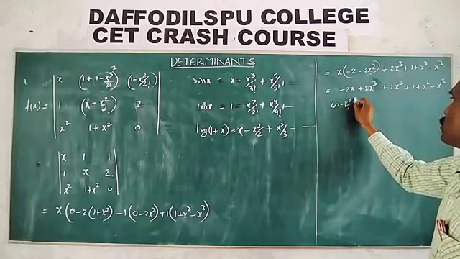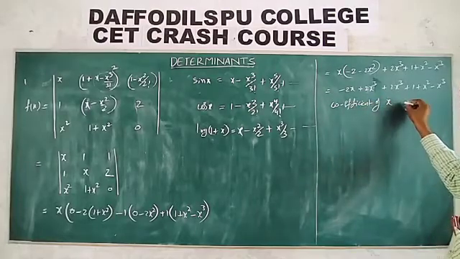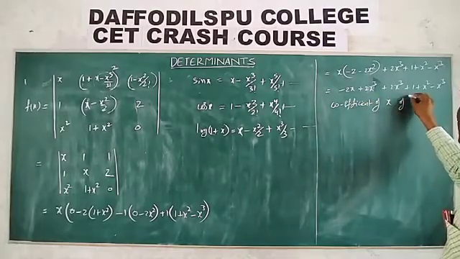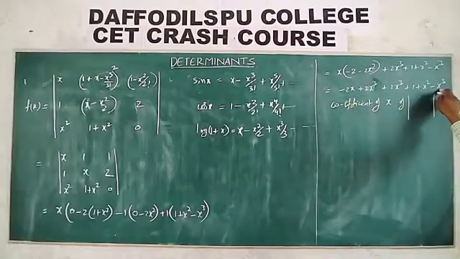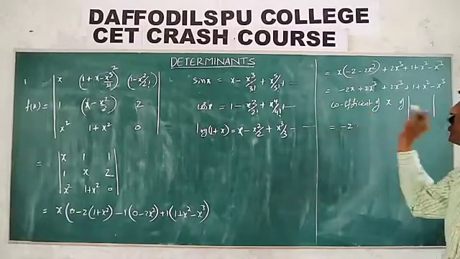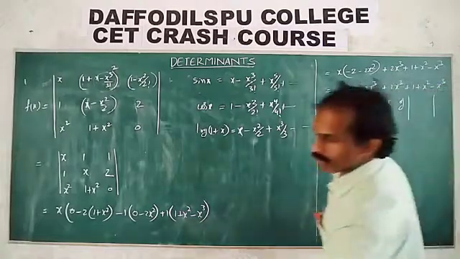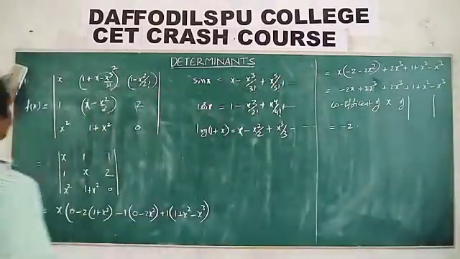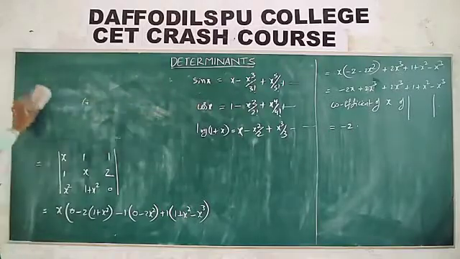Coefficient of x of the determinant. After getting this determinant value, what is the coefficient of x? This only. So this is the minus 2. So third option. So remember these values.